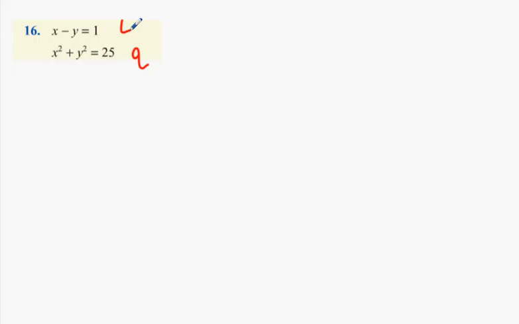Get one letter on its own. Which letter would you like to get on its own? X. It doesn't matter if you choose Y. To pass the question, here's all you have to do: choose the linear and get X on its own. X equals 1 plus Y.